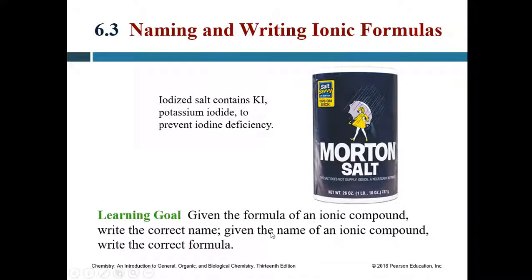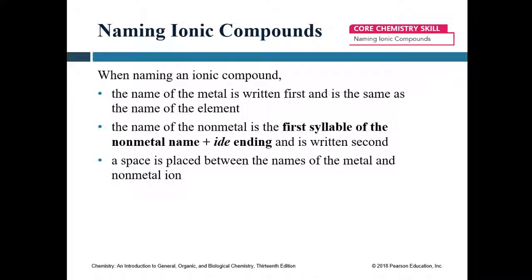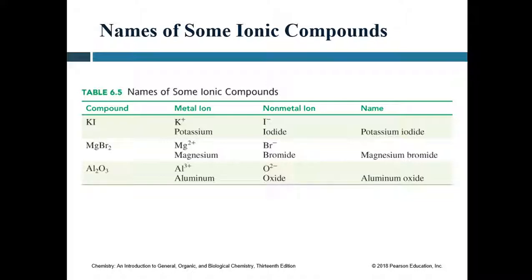6.3, writing and naming ionic compounds. When you're naming an ionic compound, the name of the metal is always written first, and it's the name of that element. The name of the nonmetal is the one on the second end, and what you do is drop the ending and change it to IDE. So here are some examples.